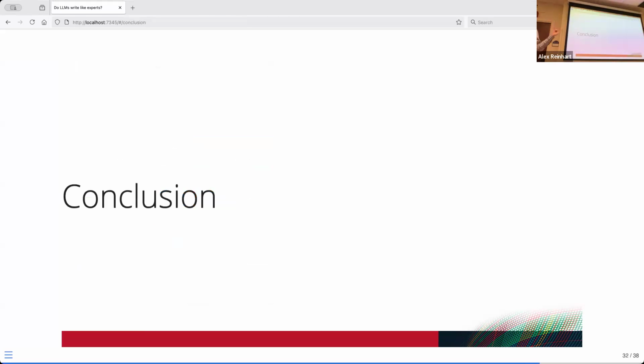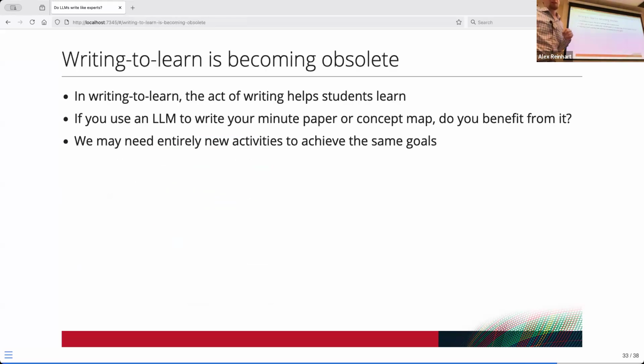So what does this mean? Think back to those purposes. Writing to learn, where the writing helps you learn. Use your LLM to do your concept map or your exit ticket or whatever. What's the point? We may need to come up with additional activity types in classes to achieve those same goals. The goal of getting the student to think about the subject and the concepts and whatever.